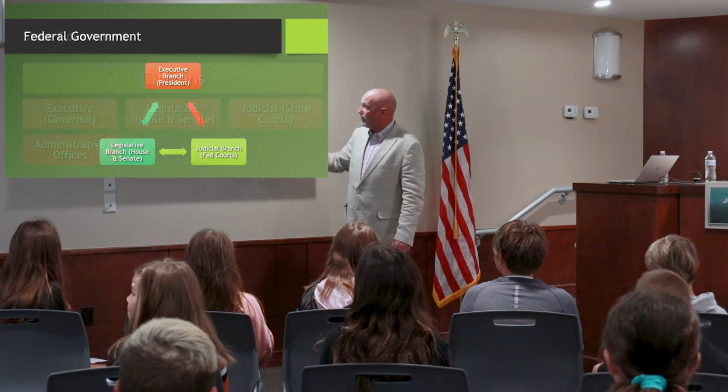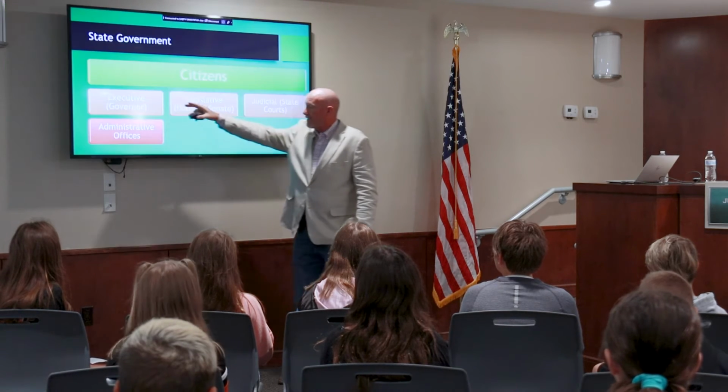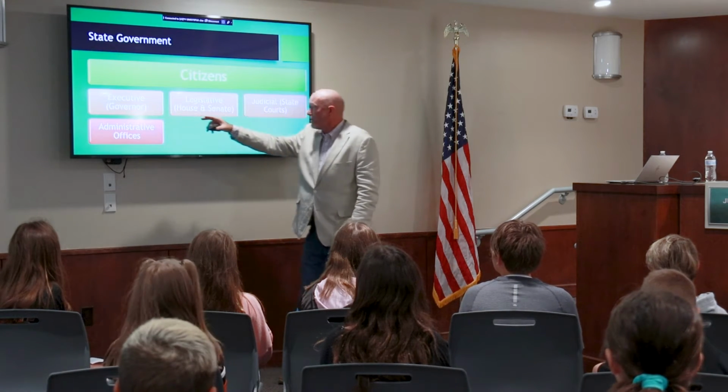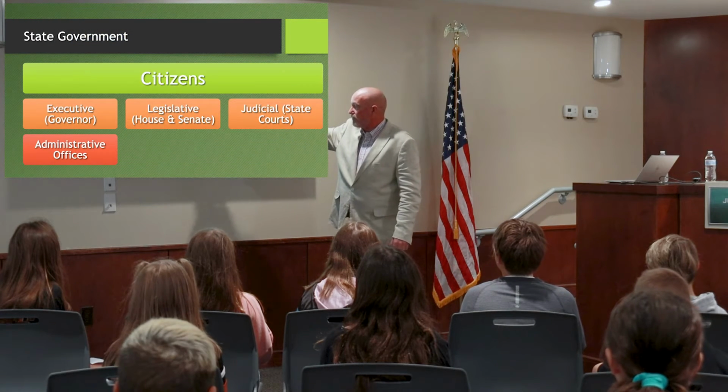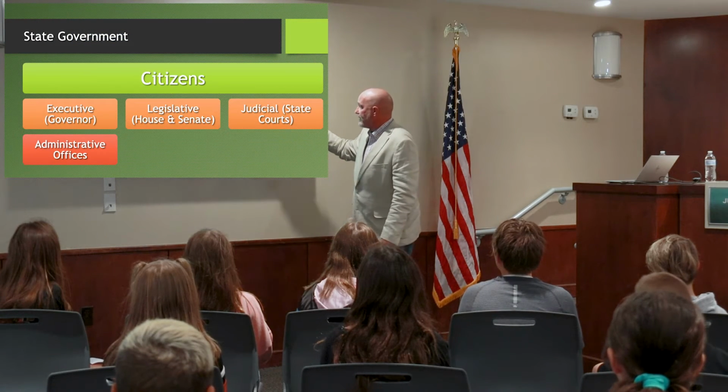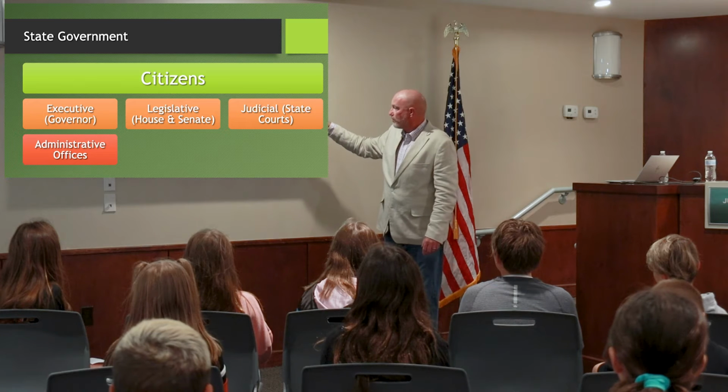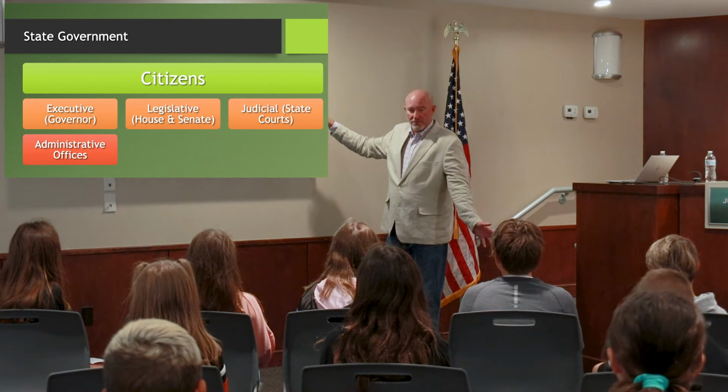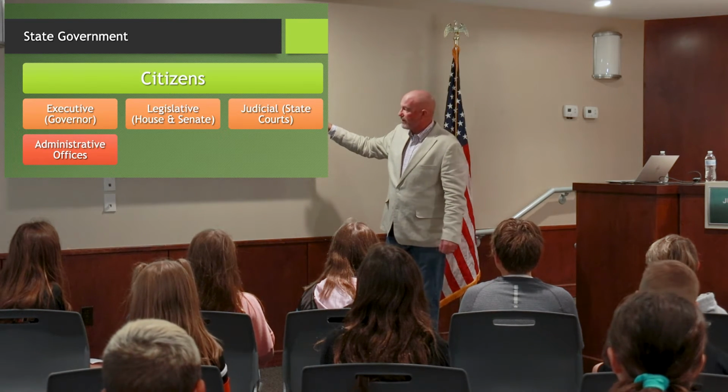So at the state level, again, the citizens elect the executive, who's the governor. They elect the legislative branch, which is the House and the Senate, and they elect the judicial branch, which is the state courts and the Supreme Court of the state of Oklahoma.